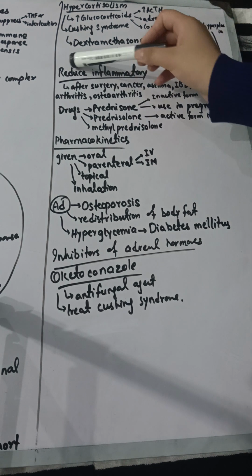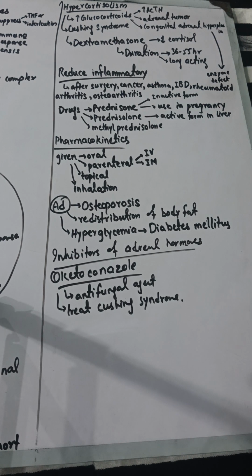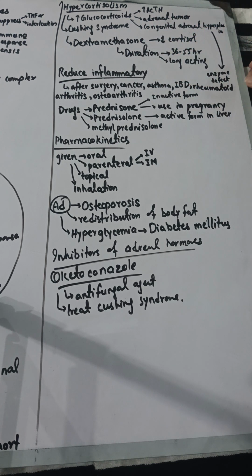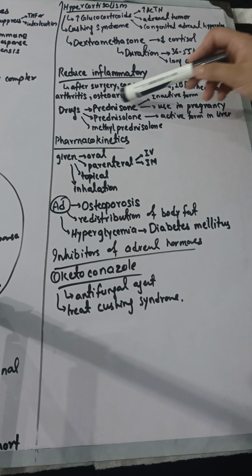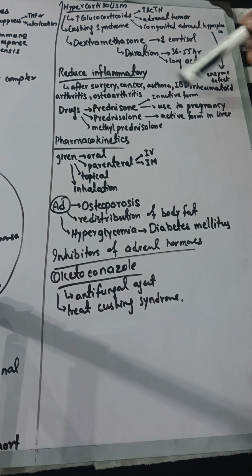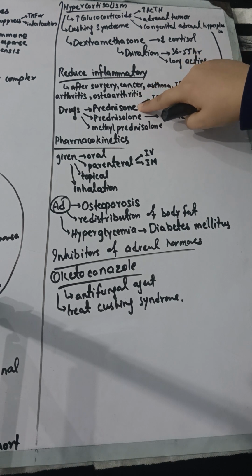And there are also some glucocorticoid drugs which reduce inflammation, like after surgery, cancer, asthma, IBD, meaning inflammatory bowel disease, rheumatoid arthritis, and osteoarthritis. All of these diseases have inflammation, so we have to give an anti-inflammatory, and we can give glucocorticoids like prednisone, prednisolone, and methylprednisolone. Prednisone is very useful because it is present in an inactive form, while prednisolone is the active form.